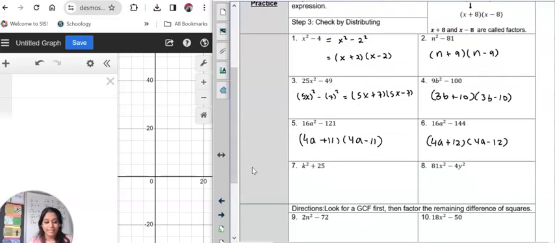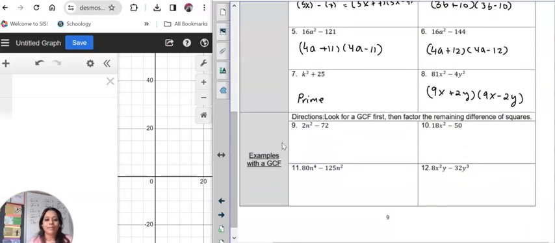Now, for number 7, it says k squared, which is a perfect square, and then 25 is a perfect square, but it's not the difference. So therefore, I cannot factor this out. I cannot say plus or minus. When you cannot factor something out, you would say that this is prime. Okay? This one, there is a difference. I can go ahead and do this. So this would be 9x plus 4y, not 4y, sorry, 9x plus 2y times 9x minus 2y, and that's it.